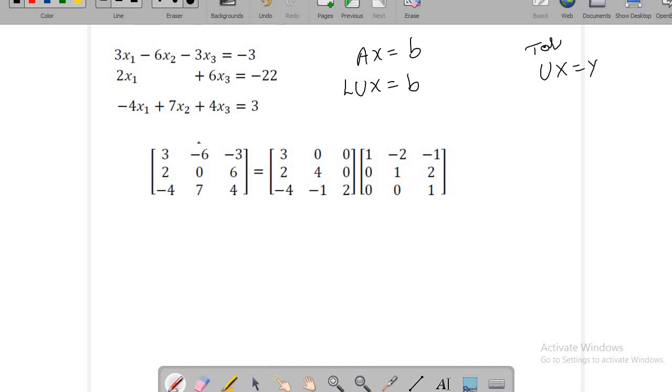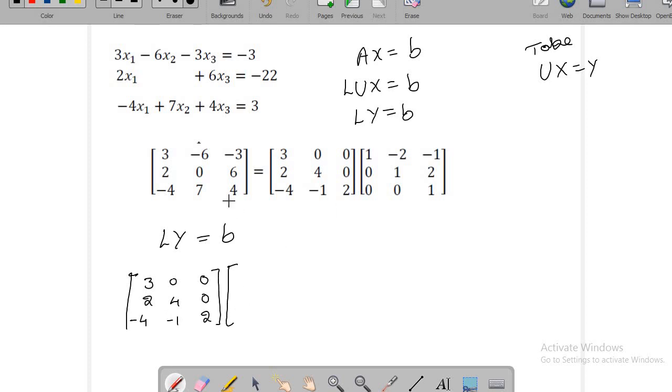So first we need to consider UX = Y as a new system. Take UX = Y, and you solve for this guy, that is LY = B. So let us solve it. LY = B, which is nothing but L, you know what it is? 3, 0, 0, 2, 4, 0, -4, -1 and 2.